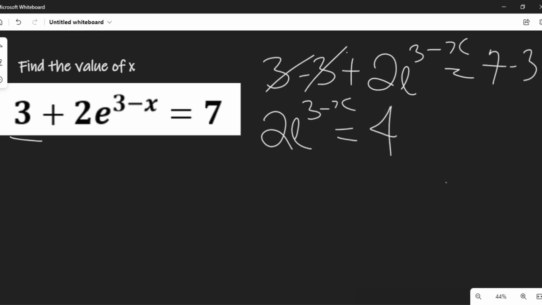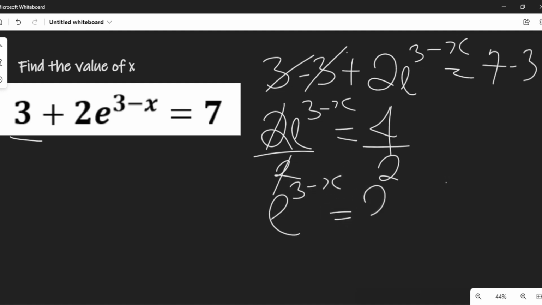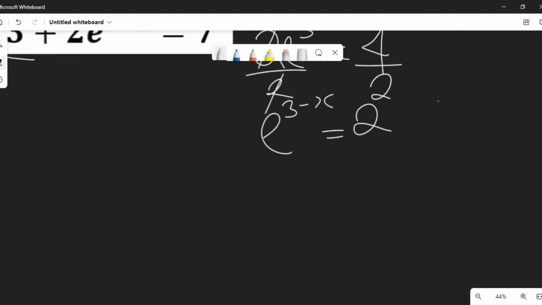So the next thing you need to do is divide both sides by 2 to clear off that 2. We have 2 clearing 2, and then e to the power of 3 minus x will be equal to 2. Now we have a simplified exponential equation.